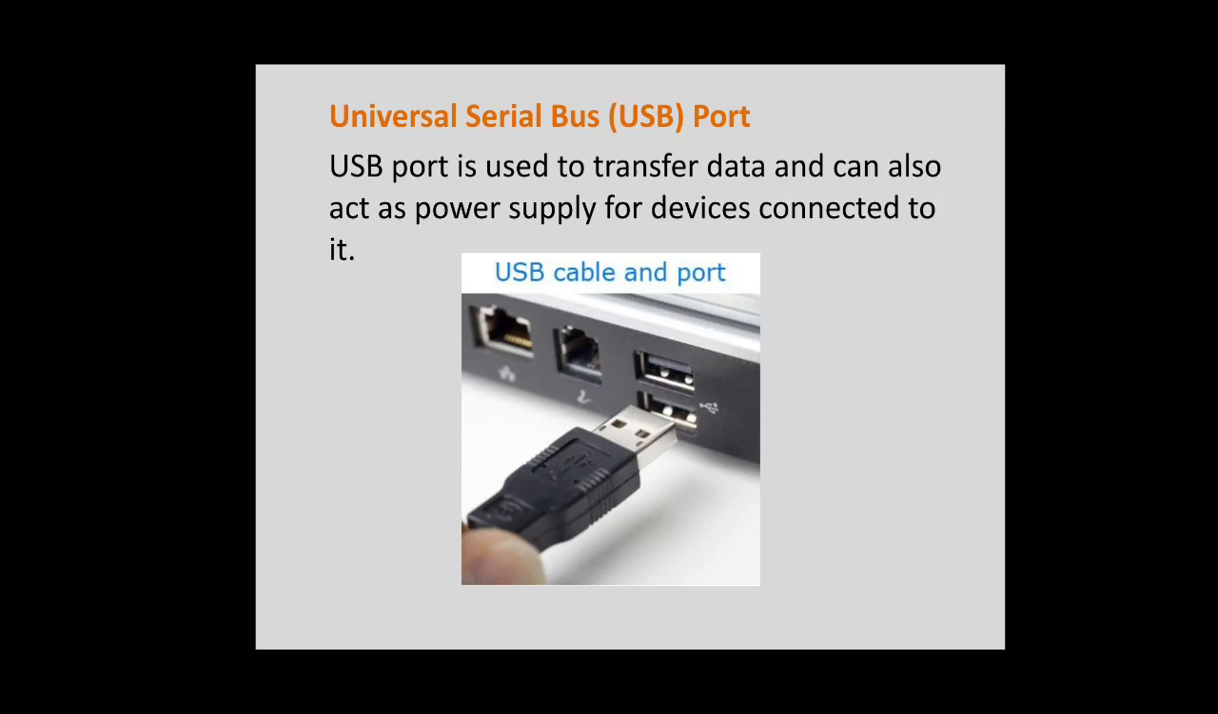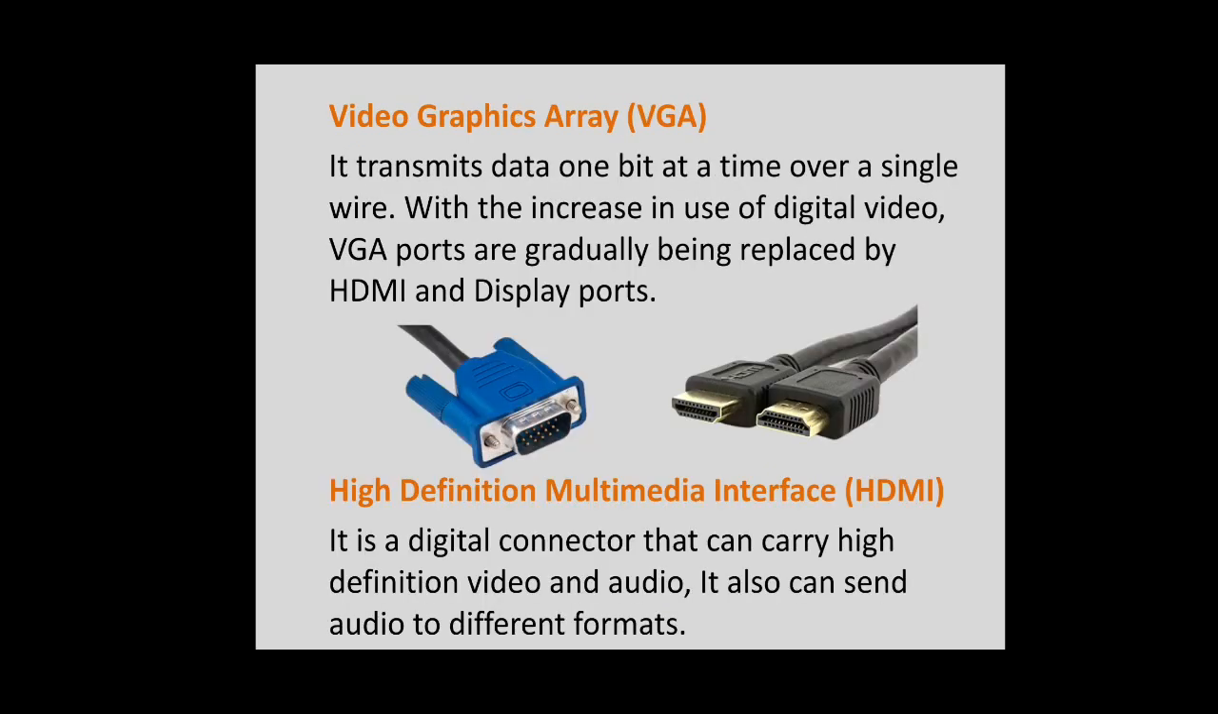Nowadays we are all familiar with this. We mostly use a USB cable. A USB port is used to transfer data and can also act as a power supply for devices connected to it. This is a sample image of a USB cable and its port. Video Graphics Array is known as a VGA cable. This blue color cable is known as a VGA cable. It transmits data one bit at a time over a single wire. With the increase in use of digital video, VGA ports are gradually being replaced by HDMI and display ports.